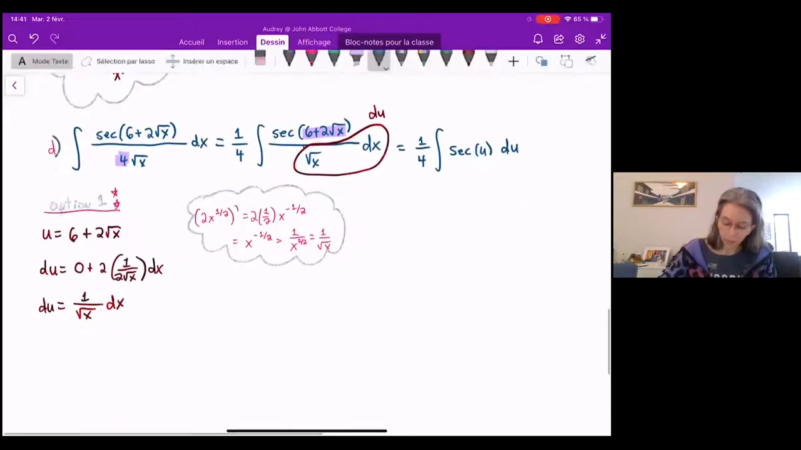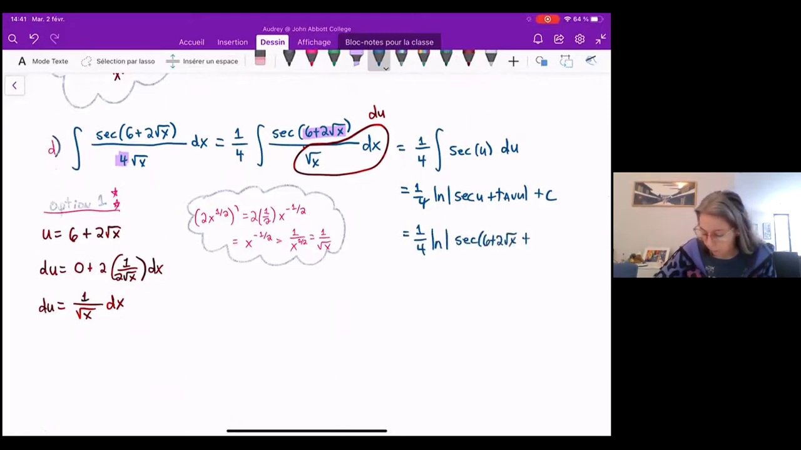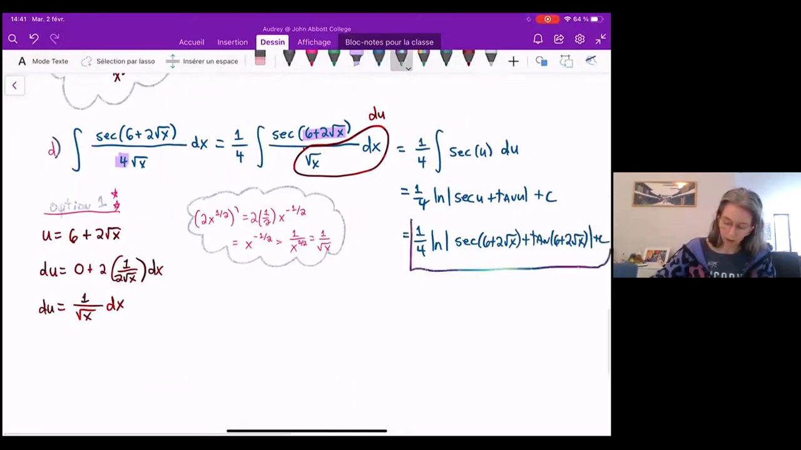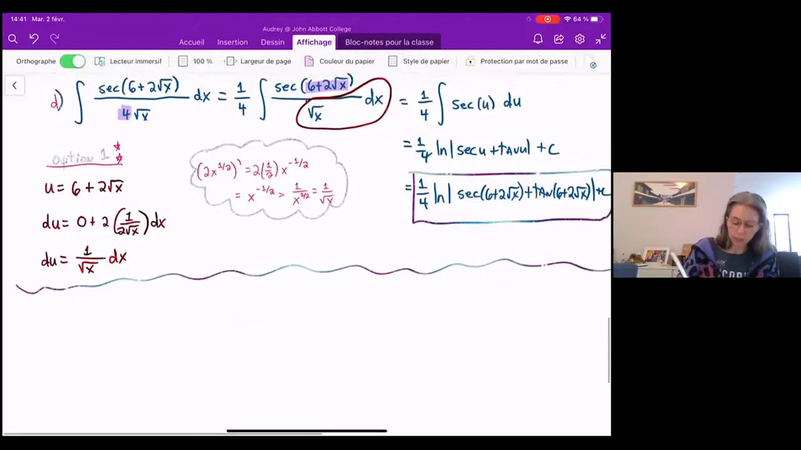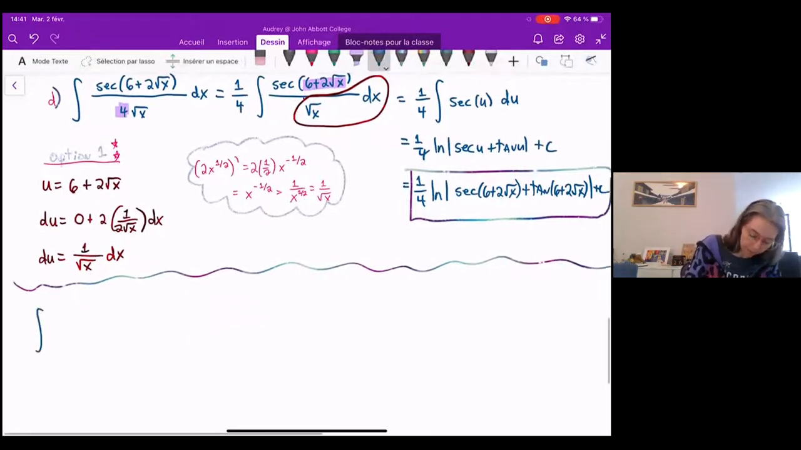So then down here, I will have 1/4 ln of secant u plus tangent u plus a constant, and I will replace my u back: 1/4 ln secant of 6 plus 2 root x plus tangent of 6 plus 2 root x plus c. All right, take a second, make sure that you guys understand this, and then I'm going to redo this exact same problem in a different way.